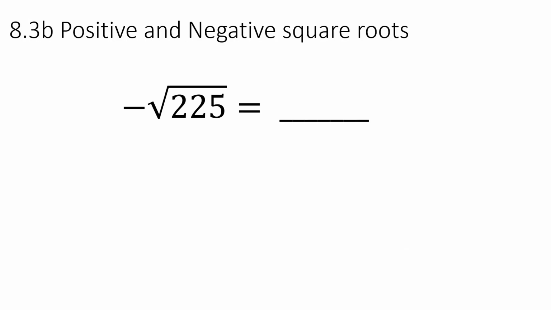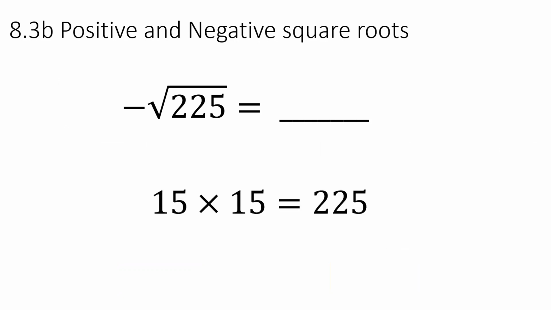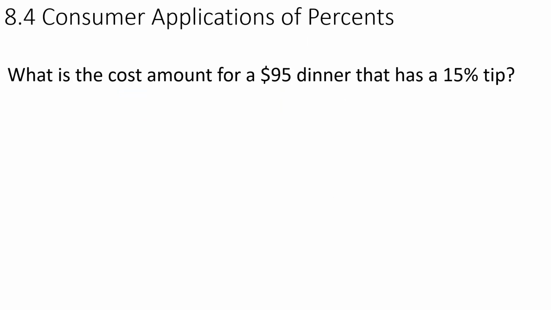Moving on. Negative the square root of 225. Well, 15 times 15 is 225, and since there's a negative sign in front, they want the negative answer. They want that negative.